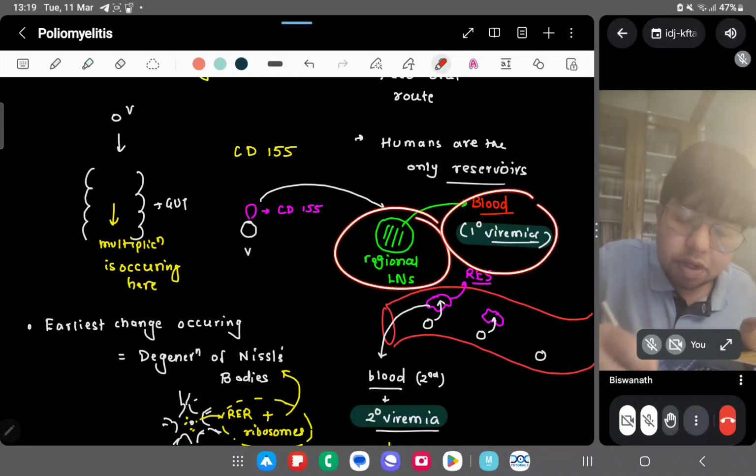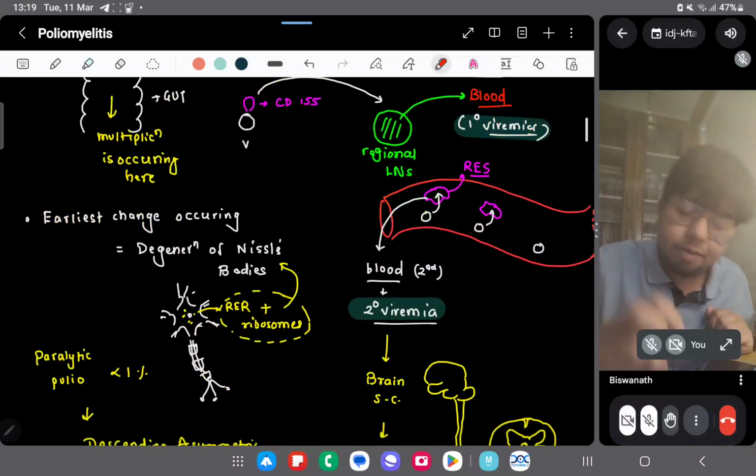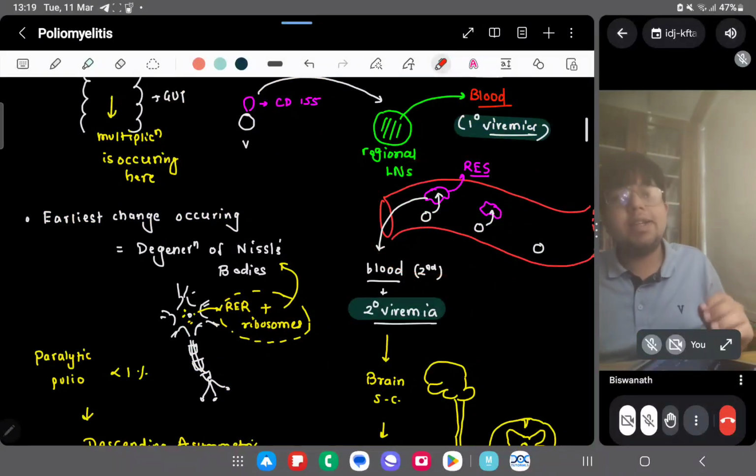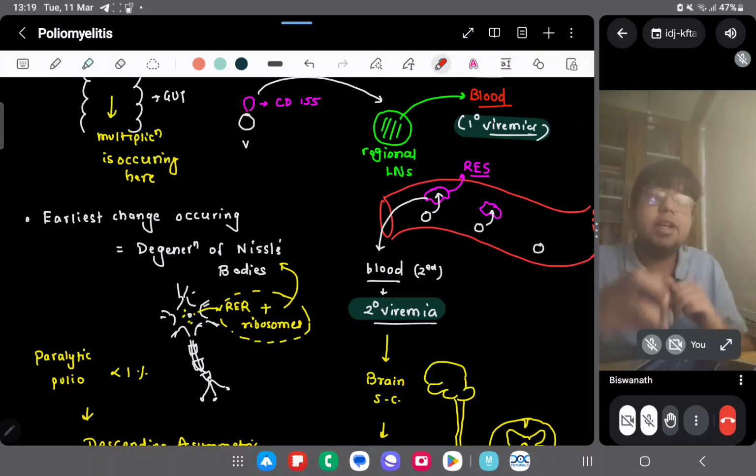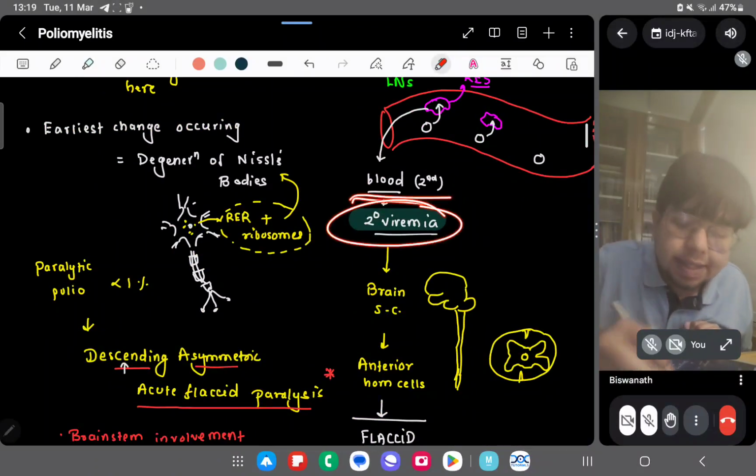And from the regional lymph nodes, it then enters the blood, which is the primary viremia, and enters the reticuloendothelial system, where it is engulfed and again enters the blood. And again there is a secondary viremia.